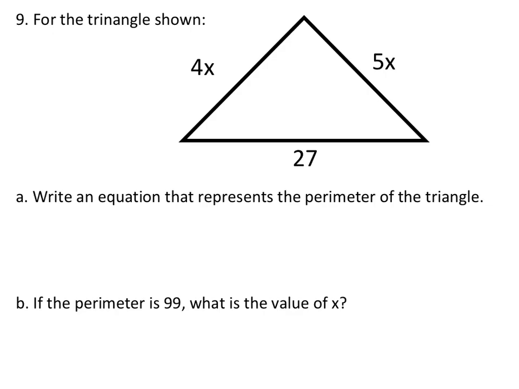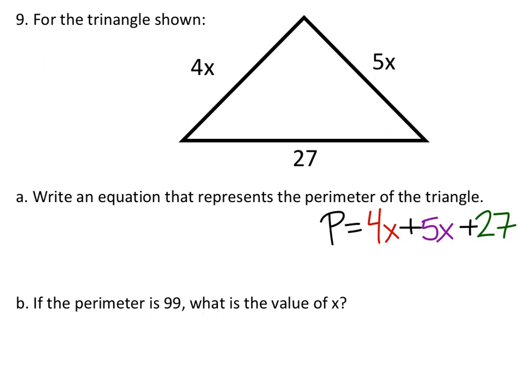This problem has two parts. For the triangle shown, they've only given us the outside lengths, which is good. No need to deal with the angles on this. Write an equation that represents the perimeter of the triangle. Now, if we didn't know the perimeter, then it would be the perimeter equals the three lengths added together. So I'm just going to plug these in. I've got the 4x, I've got the 5x, and also the 27. So I would say this is the equation for the perimeter of the triangle.